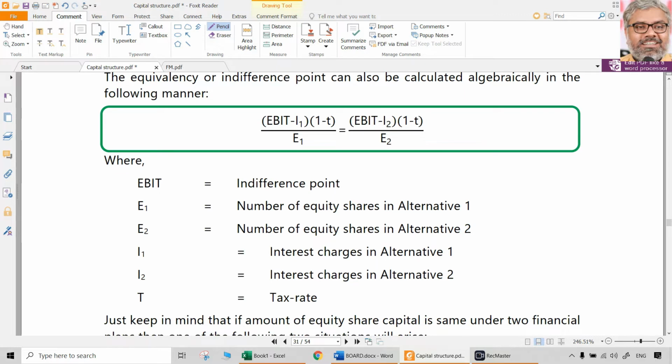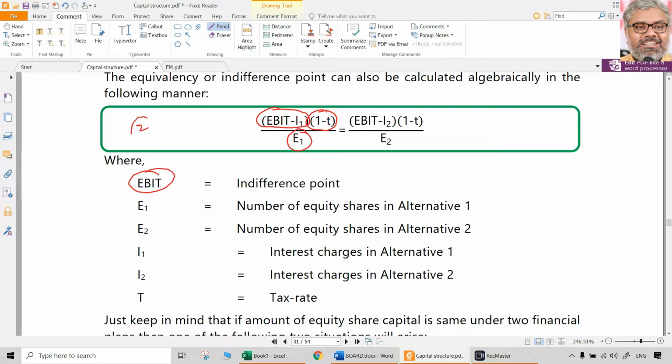So we have to take the same EBIT because that is what we want to calculate, that is the indifference point. But interest is different in one alternative and different in another alternative. So EBIT minus interest will give you obviously profit before tax. Multiplied with 1 minus tax rate will give you profit after tax. That is the earnings available to equity shareholders. Divided by E1, the number of equity shares in alternative 1.